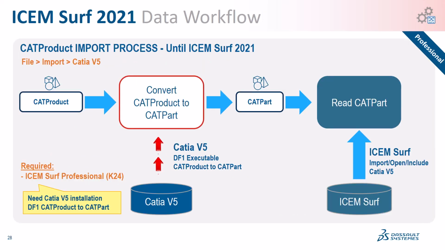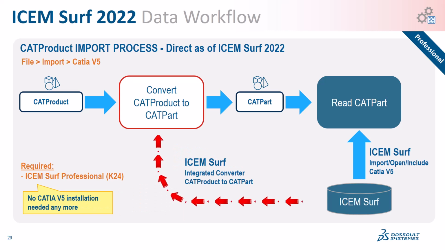Previously, we needed to use a CATIA installation to merge the different components of the assembly into one CAT part. That meant that you needed to have a V5 installation and a valid license on your PC. But now in ICEMSurf 2022, we have integrated the merging of the assembly components into the ICEMSurf import process, removing the requirement to have any additional V5 installation and license.